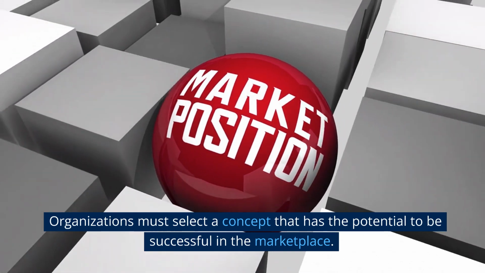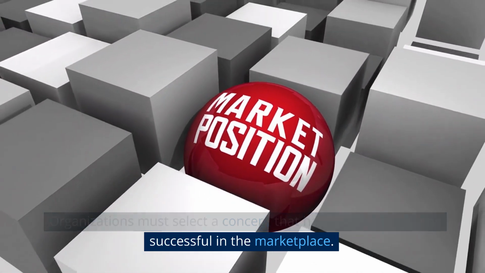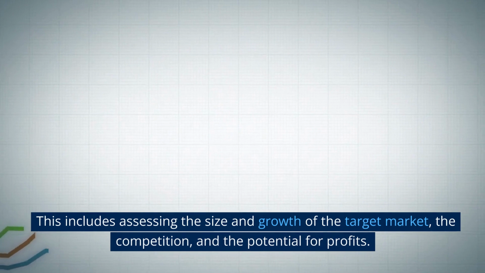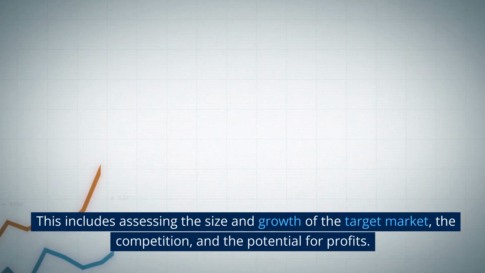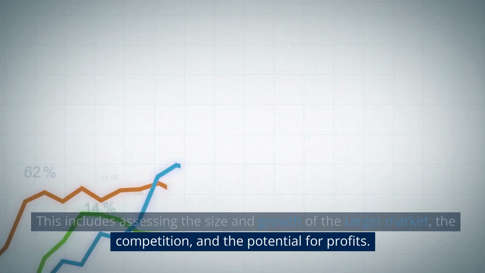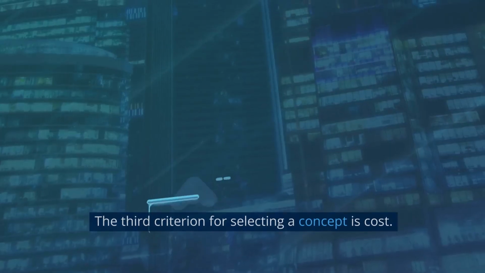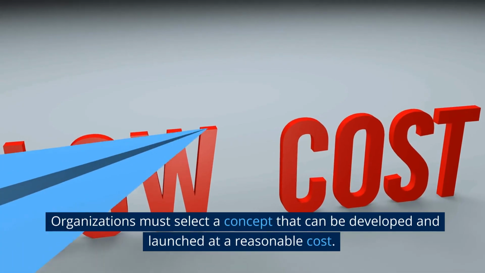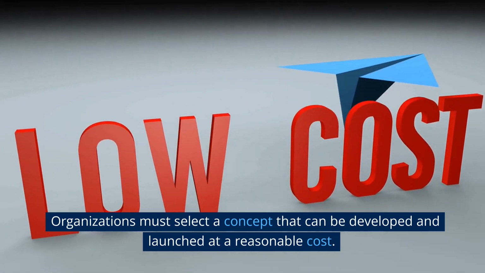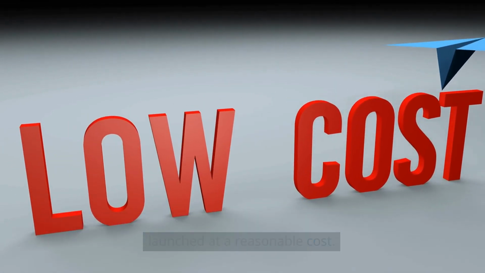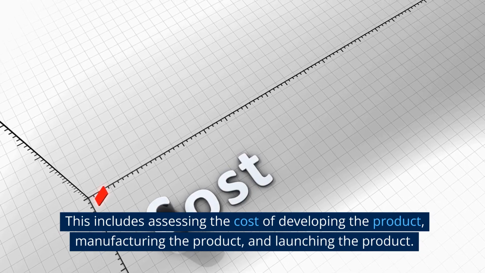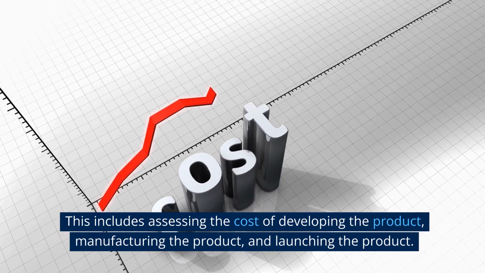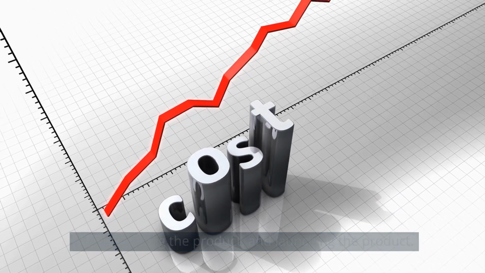Organizations must select a concept that has the potential to be successful in the marketplace. This includes assessing the size and growth of the target market, the competition, and the potential for profits. The third criterion for selecting a concept is cost. Organizations must select a concept that can be developed and launched at a reasonable cost. This includes assessing the cost of developing the product, manufacturing the product, and launching the product.